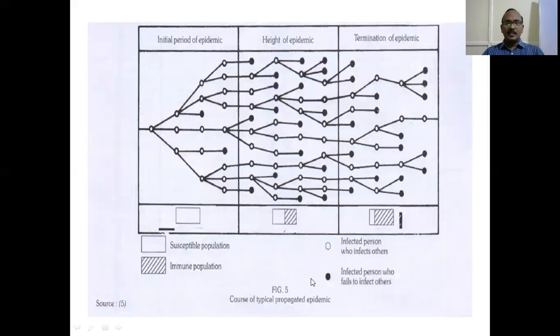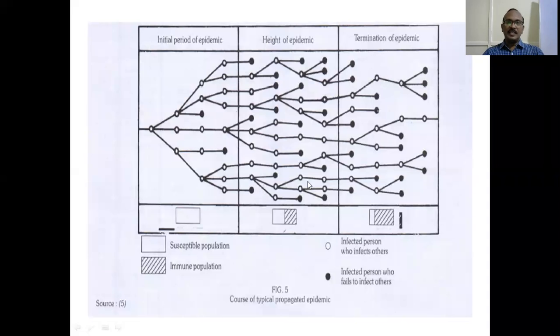Now, if you see this course of a typical propagated epidemic, here we see it is divided into three sections: initial period of epidemic, height of epidemic, and termination of epidemic. And we find two circles. The white circle is an infected person who infects others. The dark circle shows a person who is already infected, but is not able to infect others. So that is how the entire propagated epidemic works. The empty rectangle shows the susceptible population. Again, the shaded rectangle shows the immune population.